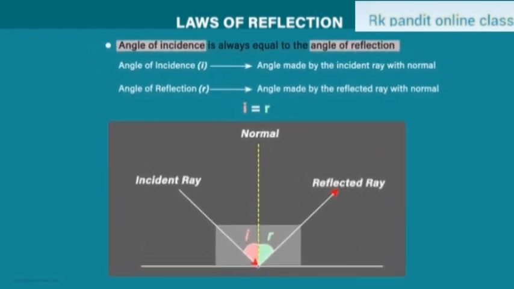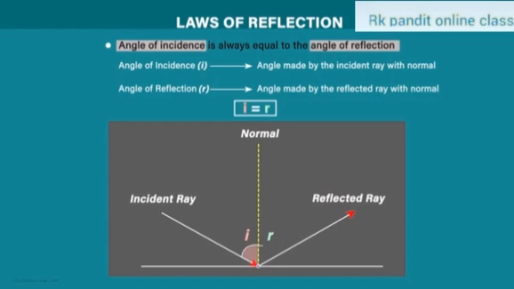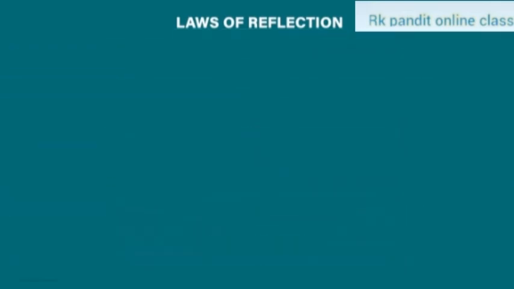Here, as I is equal to R, if the incident ray strikes at this point, then the reflected ray will travel along this direction only, so as to keep the measure of R same as I. If I move the incident ray here, then the reflected ray will also move to keep the measure of R same as I. I is always equal to R. Okay, so this was about the first statement. What about the second statement?